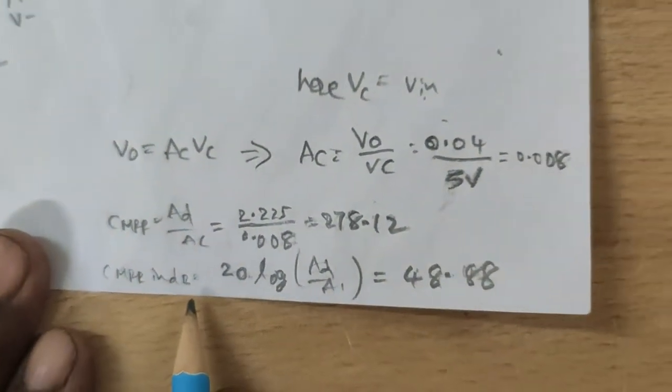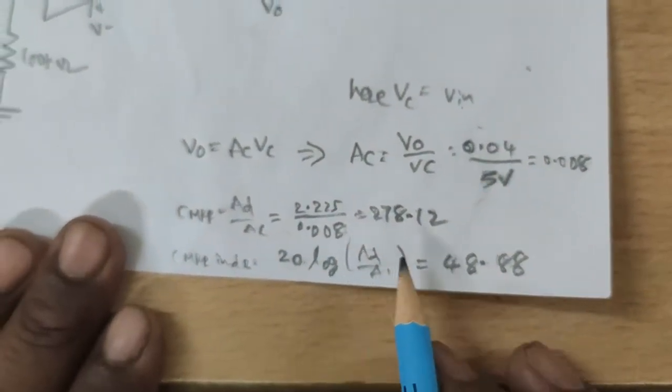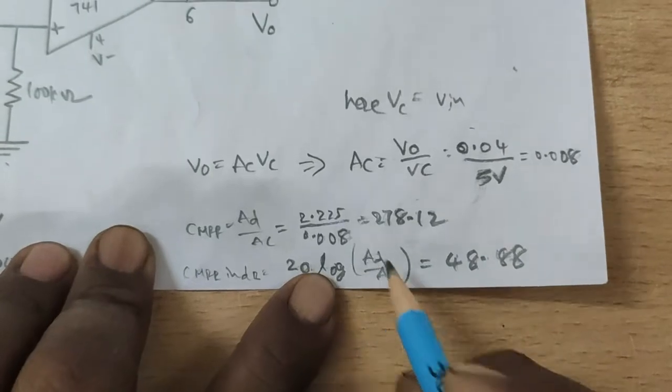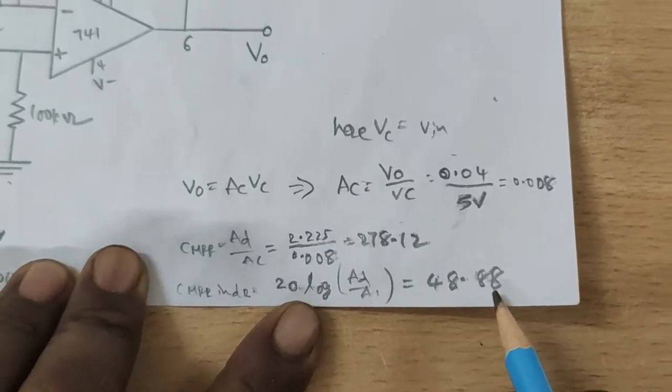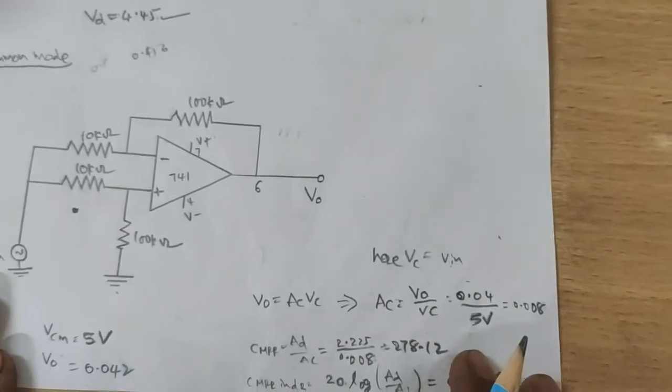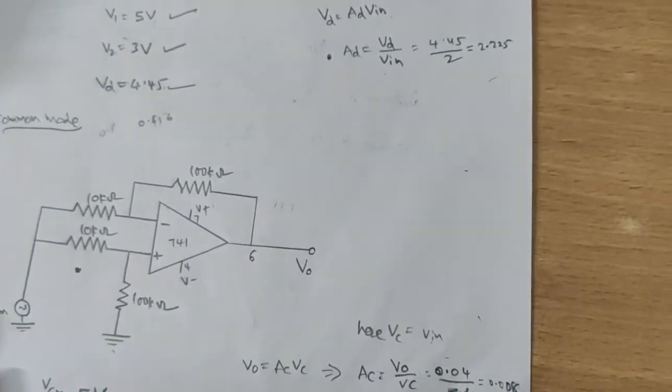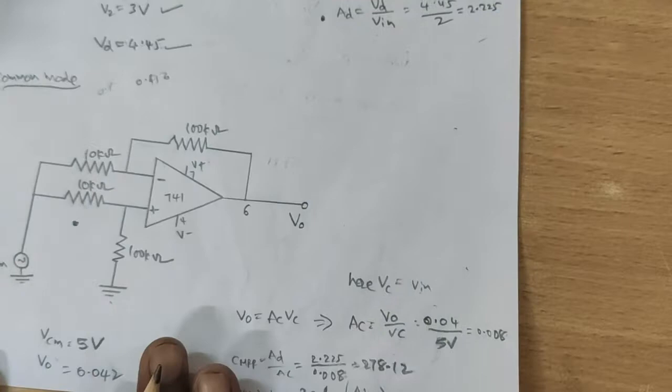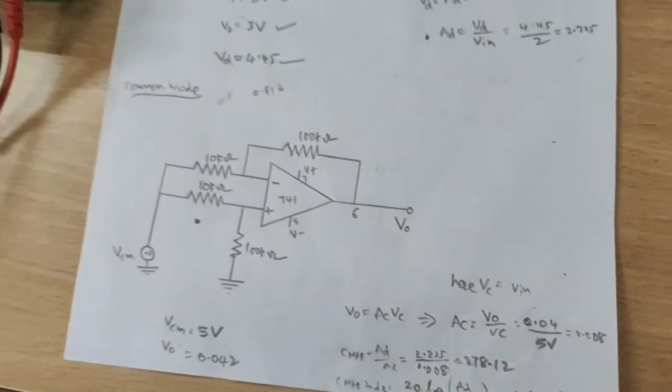The CMRR in dB is 20 log of AD by AC, that is 48.88 decibels. This is the common mode rejection ratio using differential mode and common mode. Okay, thank you.